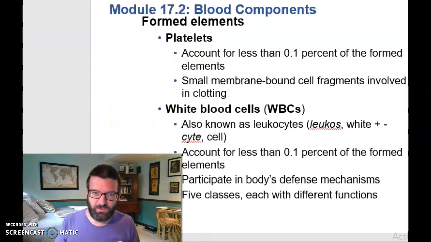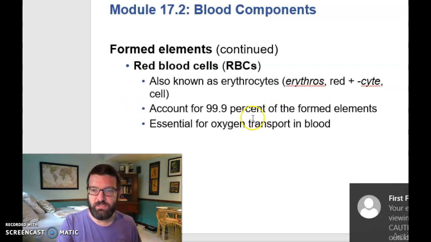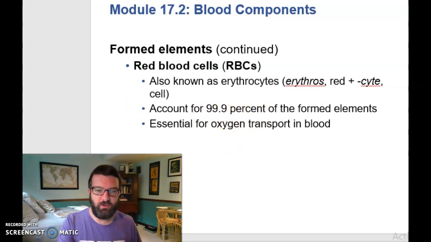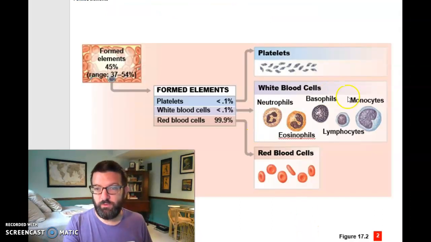Your formed elements, or cells and cell fragments, are things that are too big to dissolve in the plasma, right? So these are different than proteins or electrolytes or nutrients. They include things like platelets, which are also important for clotting, white blood cells, which are important for defense, and again, the vast majority are red blood cells, 99.9% of the formed elements, and these are essential for oxygen transport in your blood. You have several different kinds of white blood cells, which we will talk about more momentarily.